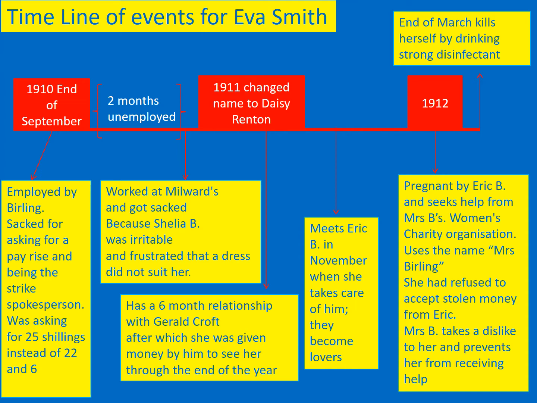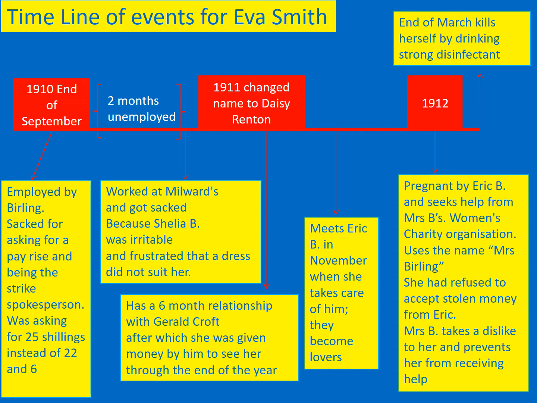frustration with her. In 1911, she changed her name to Daisy Renton, and that was when she had the relationship with Gerald. She saw him throughout the summer, and then in the November, she meets Eric. They become lovers. And then in 1912, she is pregnant. She seeks help from Mrs. Birling. Mrs. Birling sends her away. And at the end of March in 1912, she kills herself by drinking strong disinfectant.